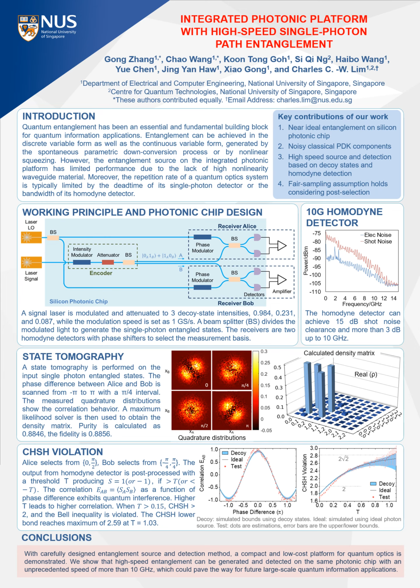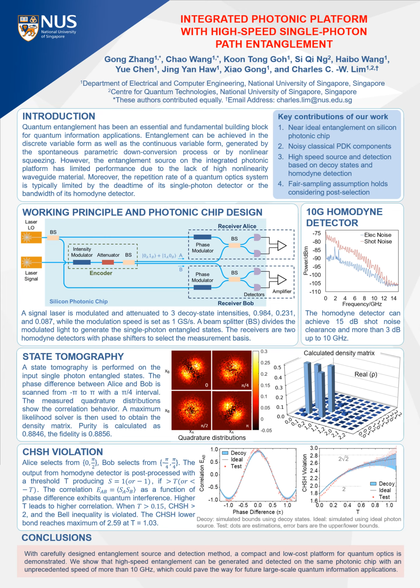As the key component, the result for the homodyne detector is shown on the right-hand side. The spectrum shows that the detector can operate shot noise limited up to around 10 GHz, and the clearance at low frequency is up to 15 dB.